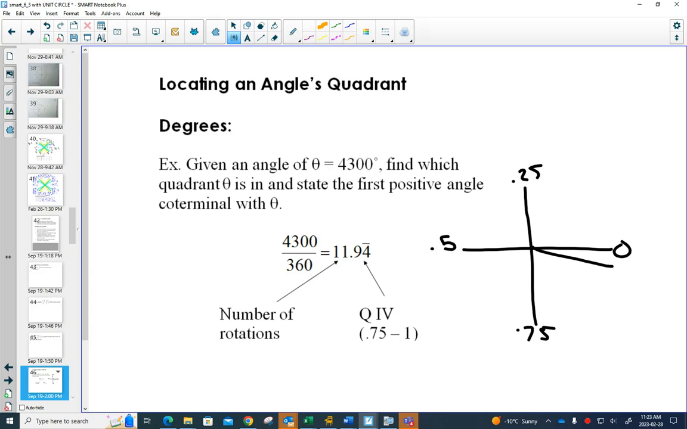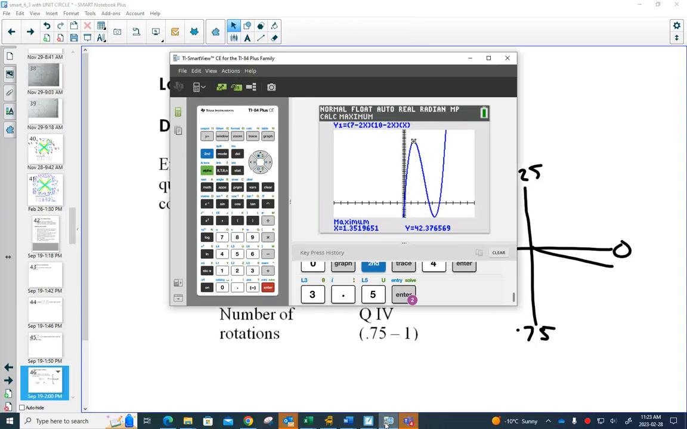You can use the same strategy in radians if I had some angle like 75 radians. I could divide that by 2 pi. Ooh, this is a good thing to point out. I'd like you to take out your calculator. This is the number one mistake that students make. I'd like you to take 75 and divide by 2 pi.